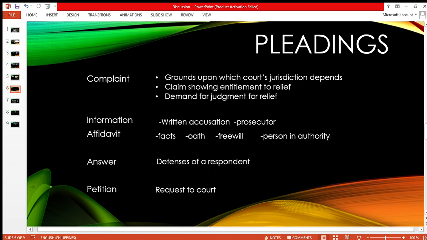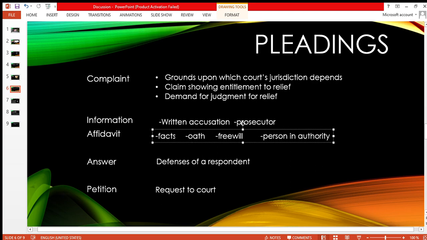Okay? So an affidavit contains the statements of facts surrounding or circumstances of a case, with the oath of the affiant that such is being executed by him of his free will and voluntarily done before a person in authority. That's why if you take a look into a sample affidavit, you could see there a portion which says: subscribed and sworn to before me this blank blank blank, and signed by the notary public. Notary public is the person in authority. Okay?